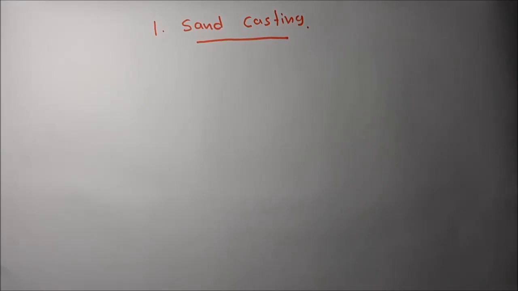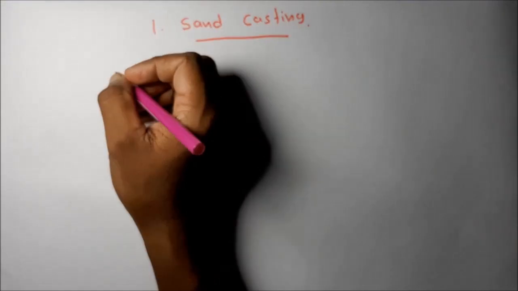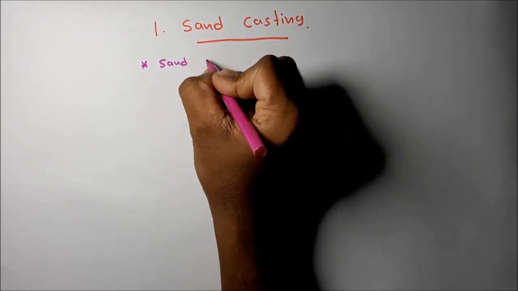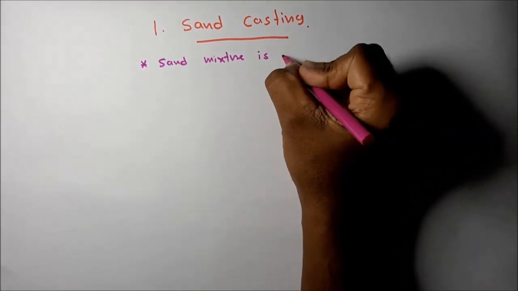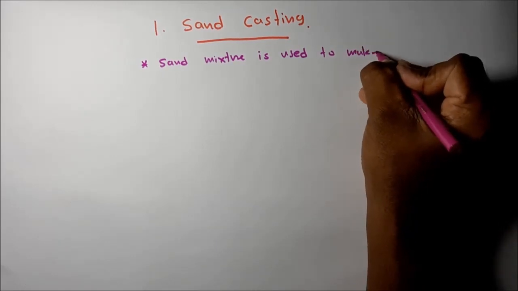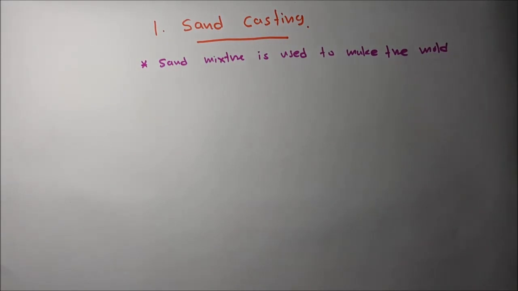So why is it called sand casting? Because sand is used to make the mold. The mold is made using a sand mixture. That's why it's called sand casting.